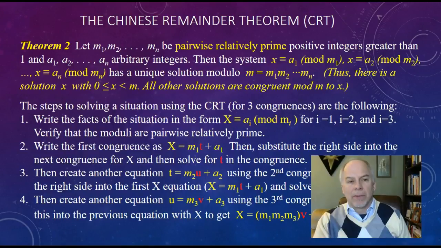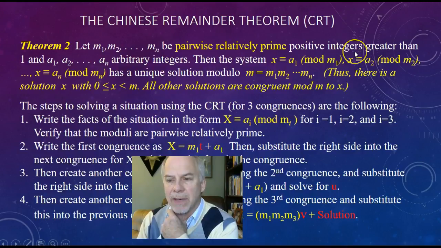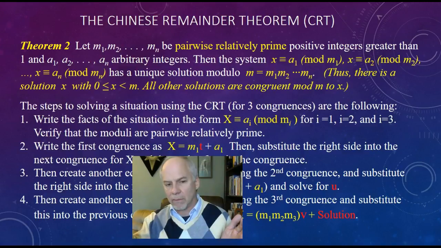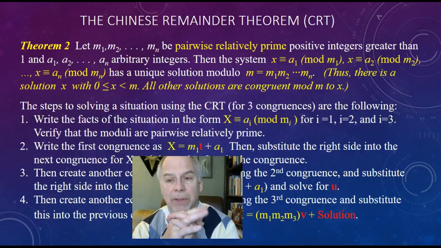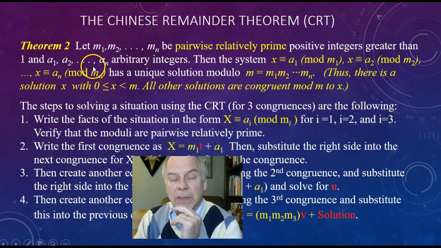So Theorem 2, the Chinese remainder theorem, says let m1, m2, etc., all the way to mn be pairwise relatively prime positive integers. So you could use 7, 9, 11. You just can't have them have any common factors. So they're all pairwise relatively prime, and all of them are greater than 1. And a1, a2, etc., all the way to an are arbitrary integers.